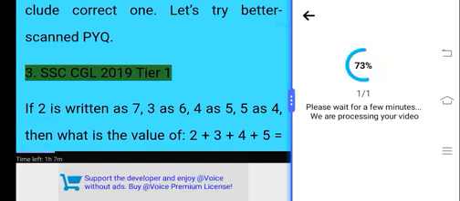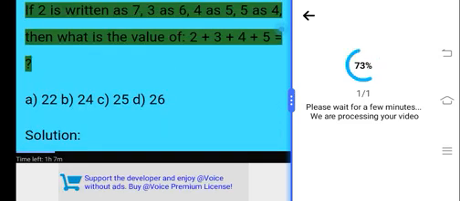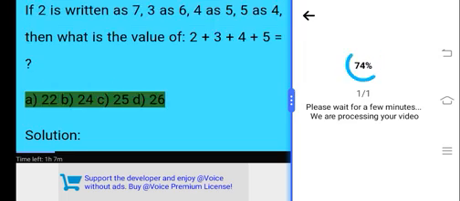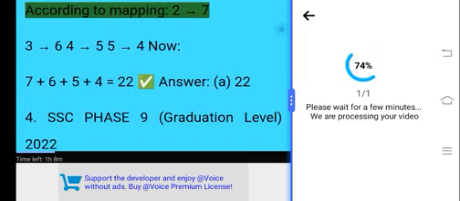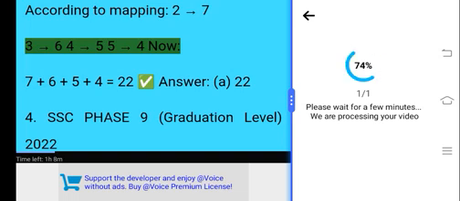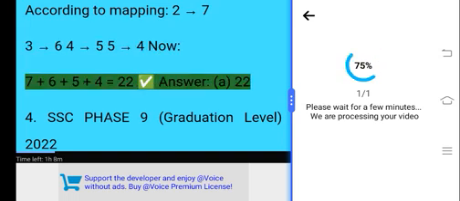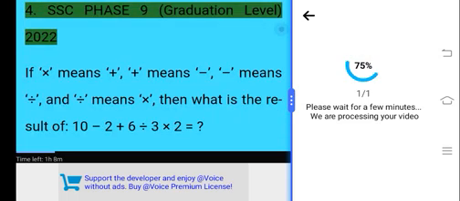3. SSC CGL 2019 Tier 1. If 2 is written as 7, 3 is 6, 4 is 5, 5 is 4, then what is the value of 2 plus 3 plus 4 plus 5 equals? A 22, B 24, C 25, D 26. Solution: according to the mapping, 2 becomes 7, 3 becomes 6, 4 becomes 5, 5 becomes 4. Now 7 plus 6 plus 5 plus 4 equals 22. Answer: A, 22.